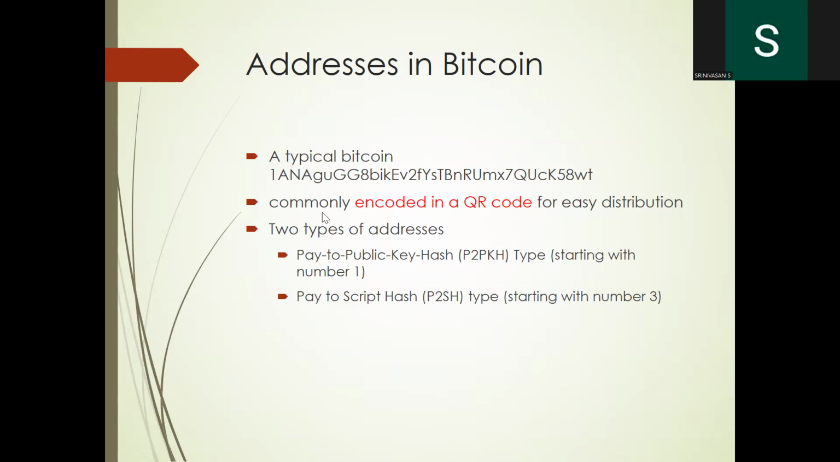We commonly use the QR code for distributing the Bitcoin addresses across the network. And we are using the two types of addresses. One is pay to public key hash, P2PKH type Bitcoin addresses. Those digital addresses are started with the number one, and another type of address is pay to script hash type address, and it starts with a number three.